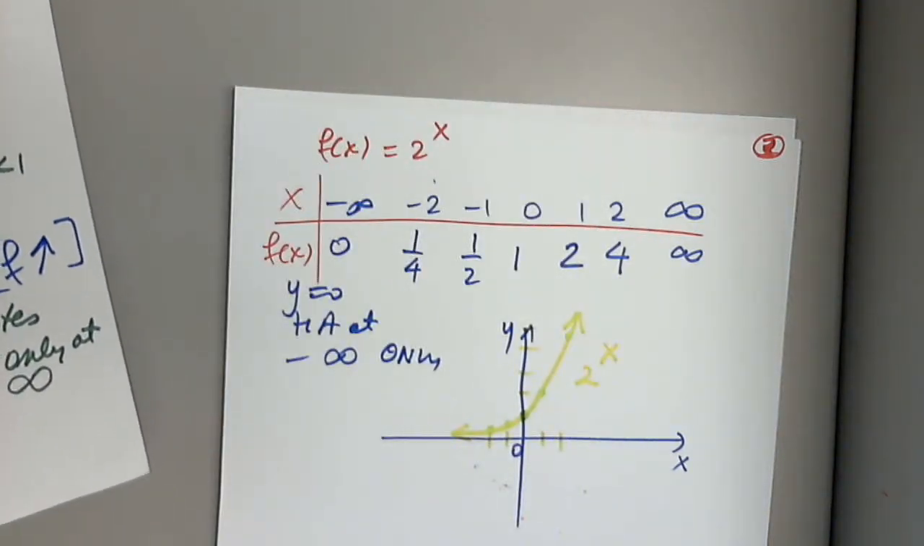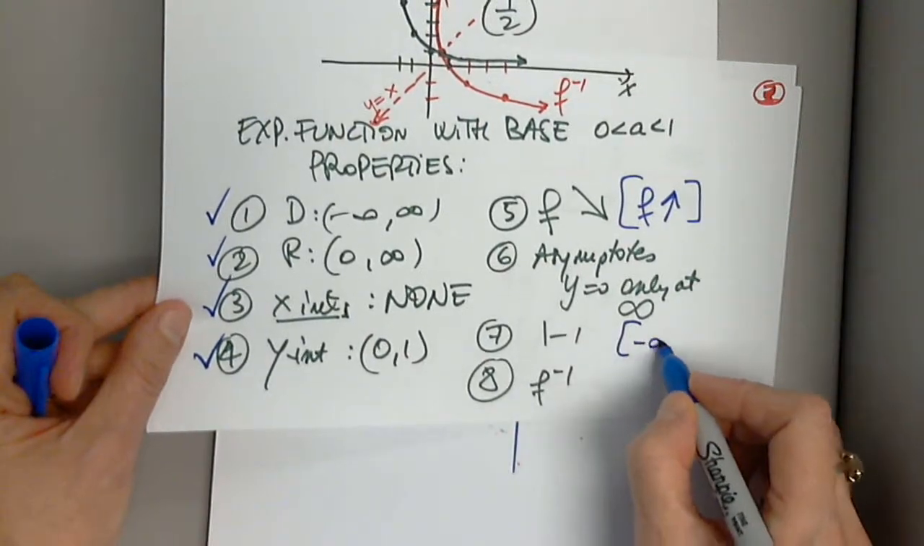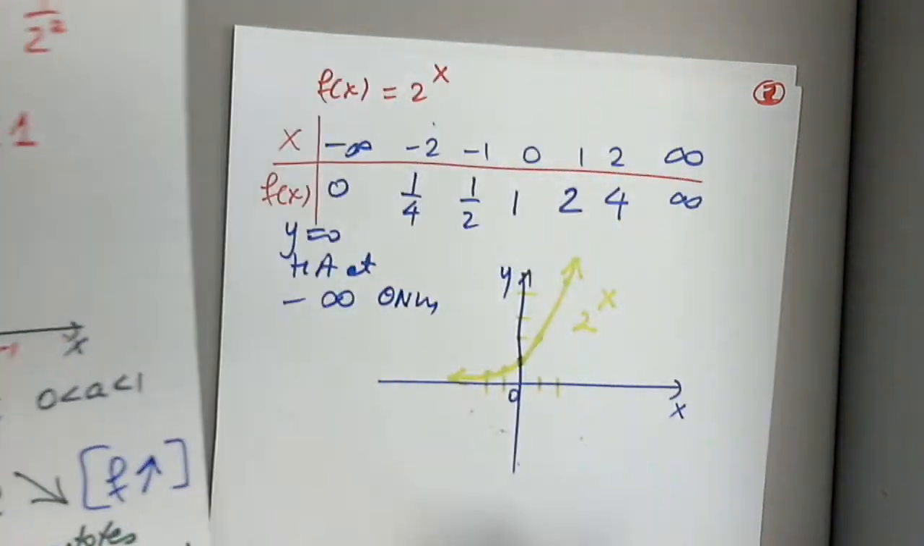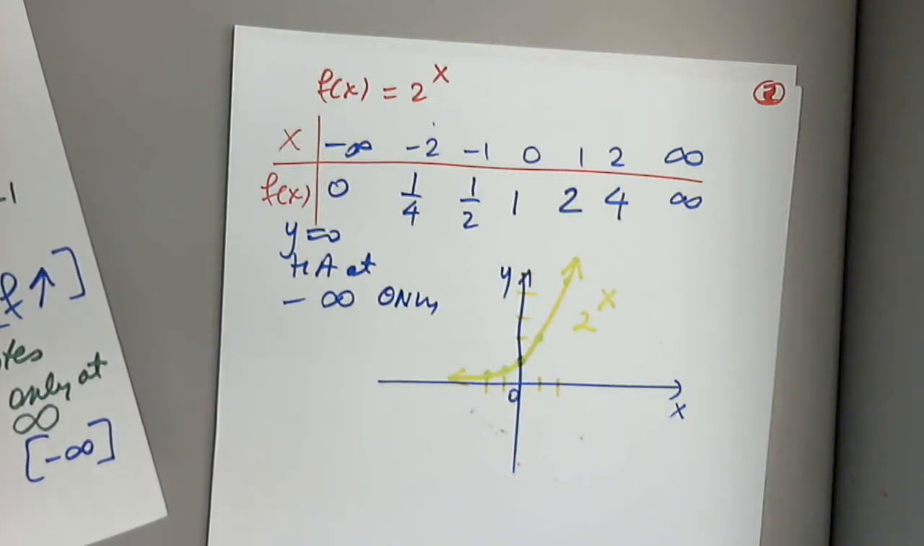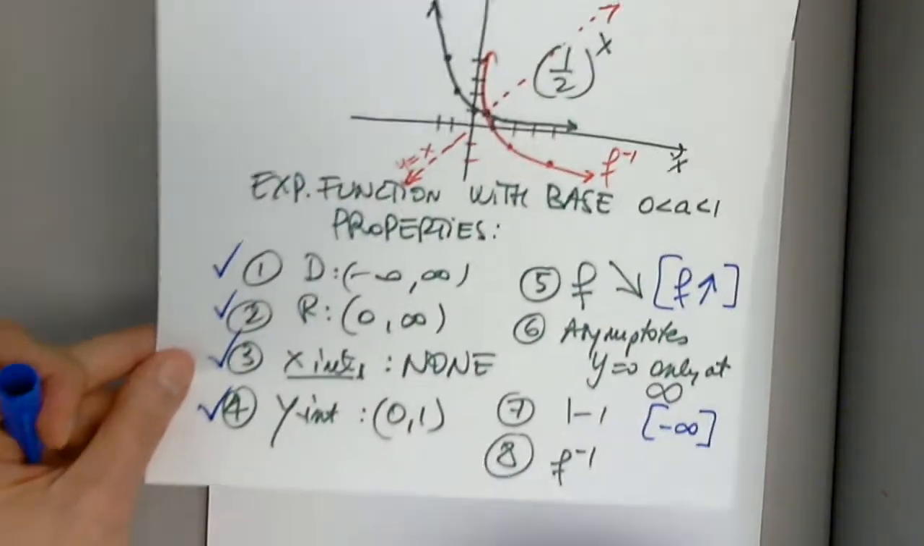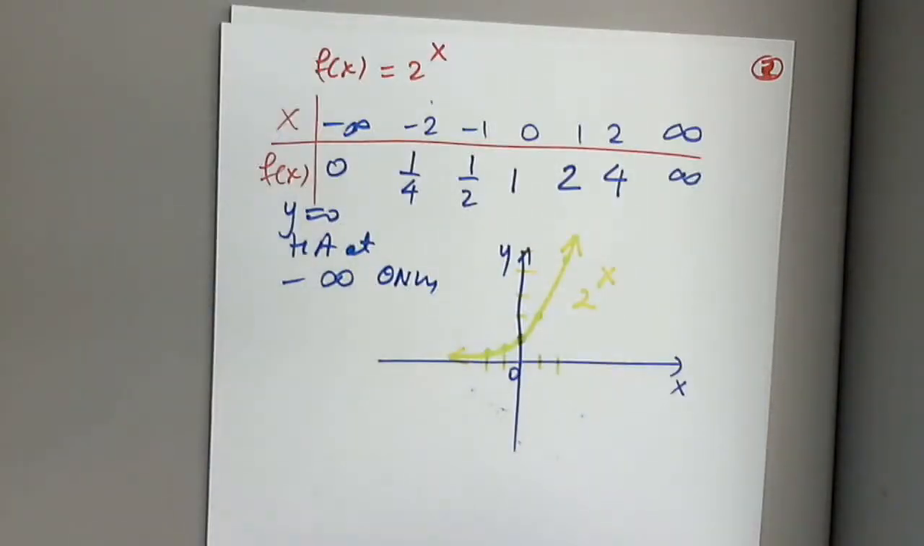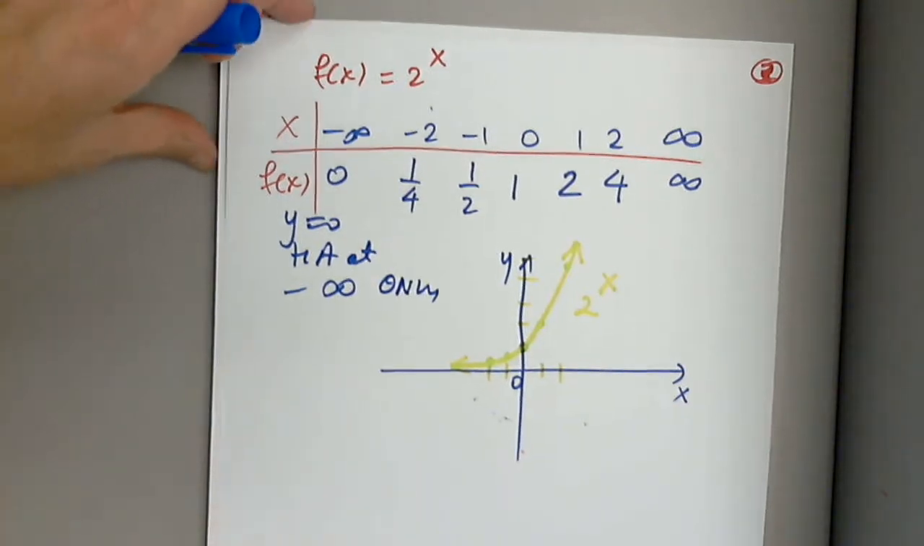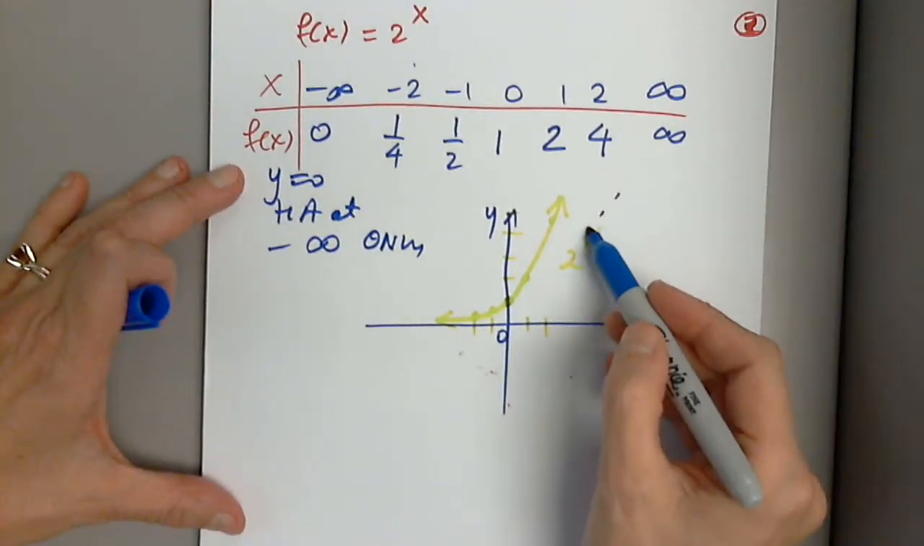Asymptotes. Right, correct. But this time at -infinity only. Is this function 1 to 1? Yes. Does it have an inverse? Check, check. Let's graph the inverse, although we don't even know what it is.